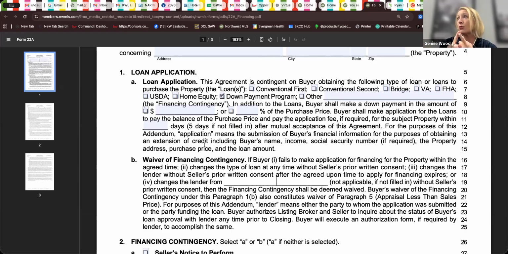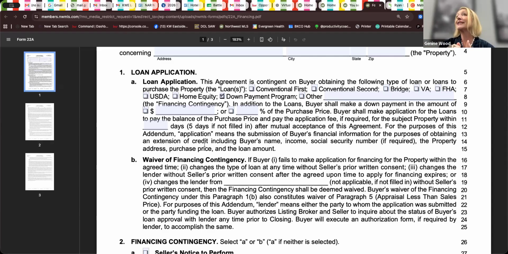Or if they change the loan type after mutual acceptance. So like, let's say in Daniel's case, they weren't sure what they were doing, but they picked conventional. And then they found out they can only do FHA, and they change it to FHA after mutual acceptance. The buyer has now waived their contingency. So making sure the buyer understands, do not do anything until you talk to me first. I have to protect you based on the contingencies, based on what I know of the forms.